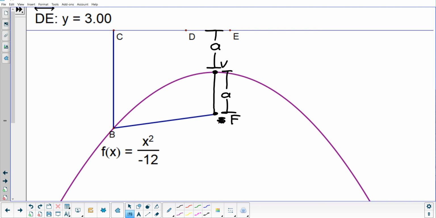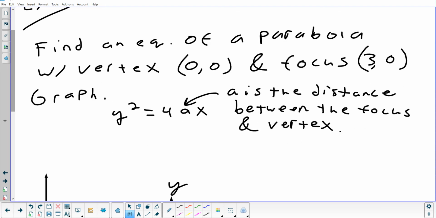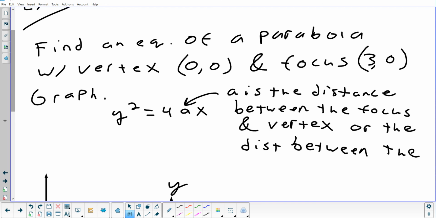We're not really interested in 2A. We're really interested in just A, but that's a true fact. So A is the distance between the focus and the vertex, or it's also the distance between the vertex and the directrix. You can think of it either way. Or the distance between the focus and directrix. So depending on what information they give you in a problem, it gives you a little flexibility how you figure out A. Right? You got a couple different things you could work with.